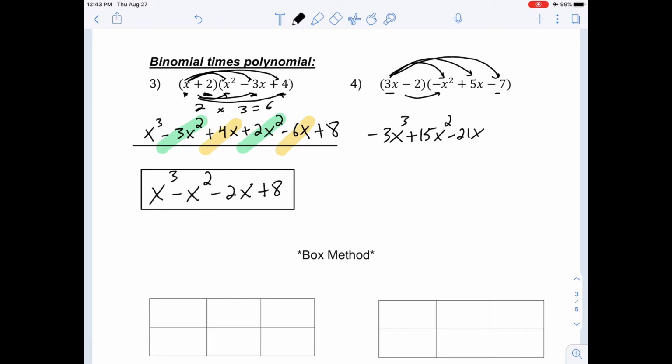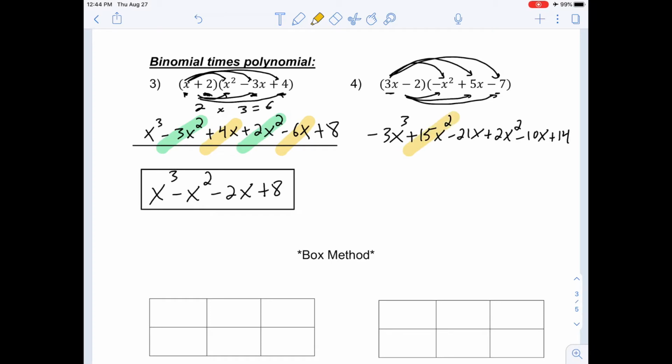So now we're going to multiply the negative 2 times the minus x squared. So be careful of signs. That's going to be plus 2x squared. And then we have negative 2 times positive 5x. That's minus 10x. And then we have negative 2 times negative 7, which is plus 14. So now again, we have the 6 terms because it's a binomial times a trinomial. So we have the 6 terms.